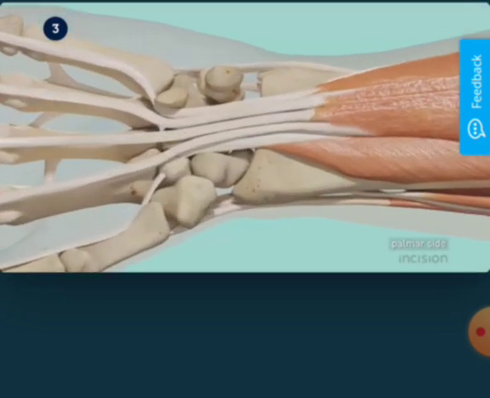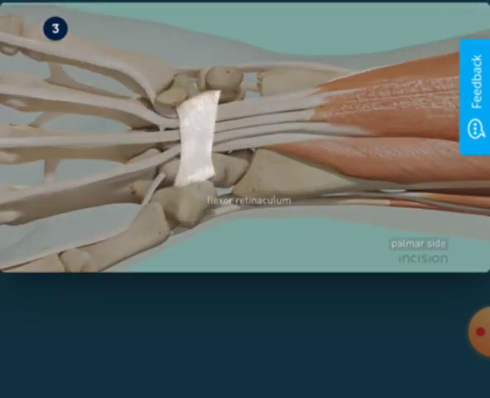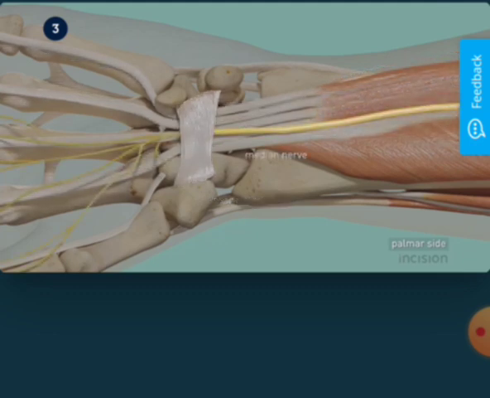The flexor retinaculum is a fibrous band that covers the carpal bones and tendons passing through the palmar aspect of the wrist, forming the carpal tunnel. The median nerve runs through the carpal tunnel to the hand. If this nerve becomes compressed at the level of the carpal tunnel, it manifests clinically as carpal tunnel syndrome. To treat this, it is sometimes necessary to surgically dissect the flexor retinaculum to release the pressure on the nerve.